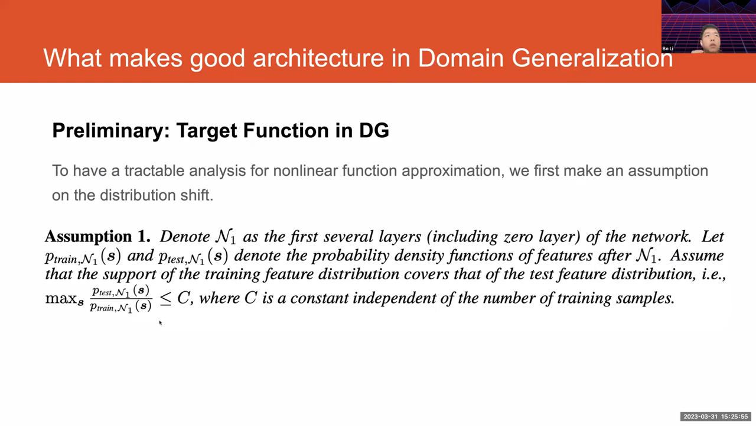So first, to have a tractable analysis for nonlinear function approximation, we should make assumptions on the distribution shape. The assumption here is to guarantee that the training distribution and the test distribution have the same support. It's like in different domains, we should have something invariant to learn, so that we can learn these target functions and learn architectures that align with the target functions.